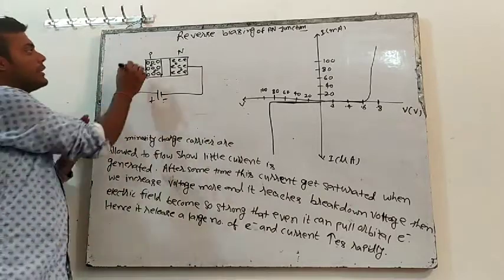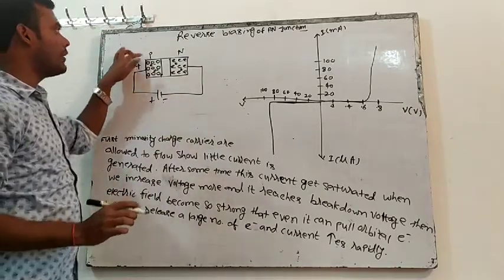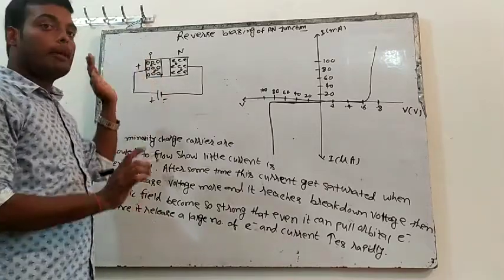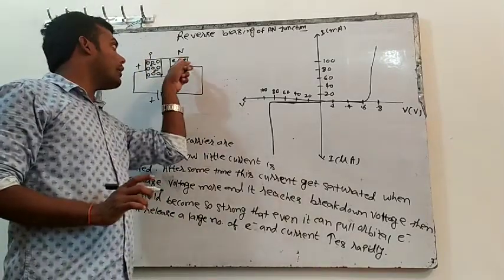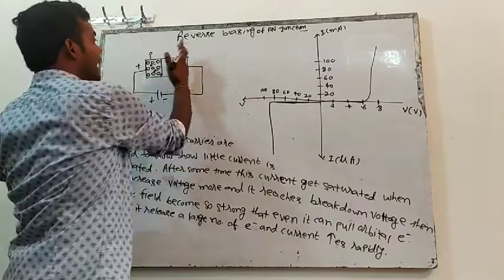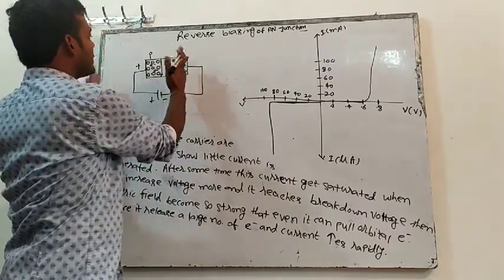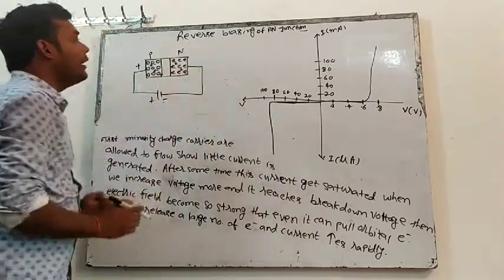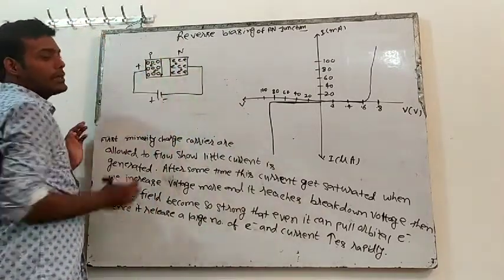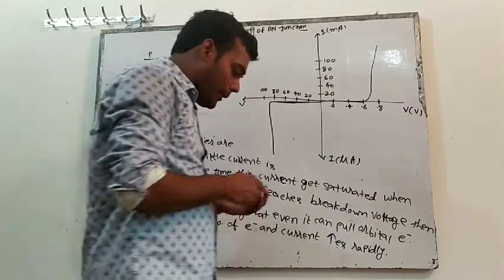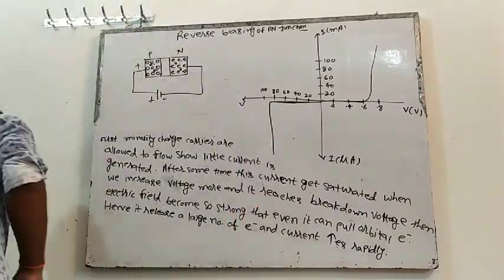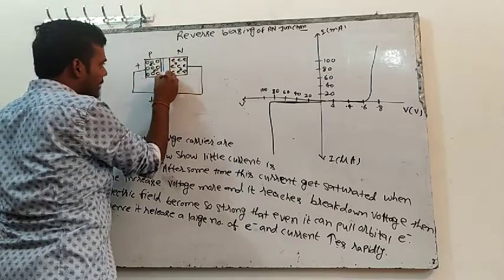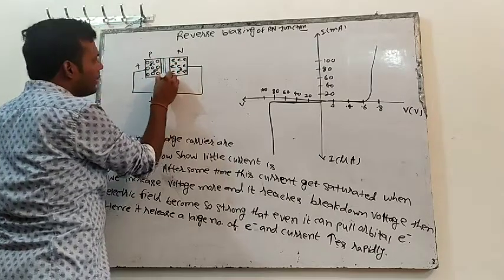This positive terminal will repel the hole, since the hole is also of positive nature. And this negative terminal will repel the electron, since the electron is also negative. So this negative will repel the electron in this direction, and this positive will repel the hole in this direction. As a result, the depletion region width will decrease. Right now the depletion region is like this, and the new depletion region will become like this.